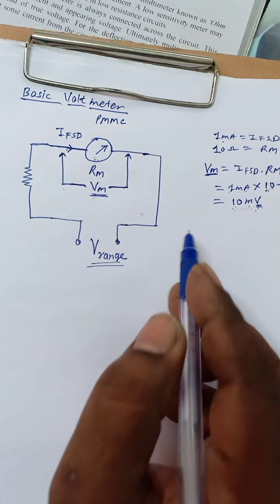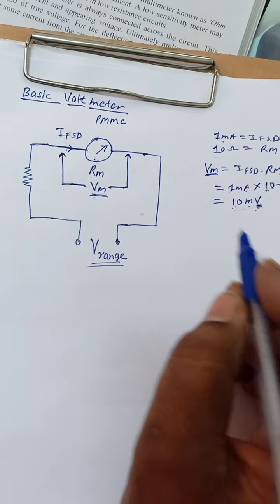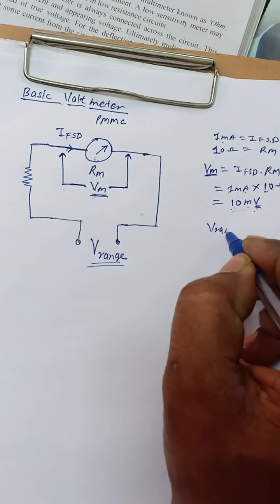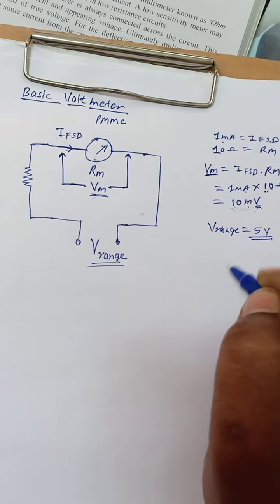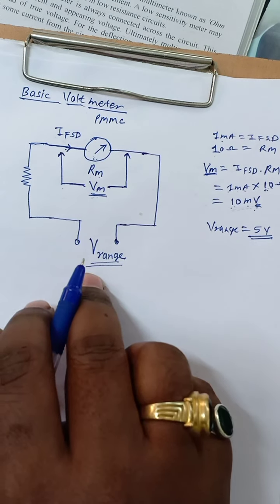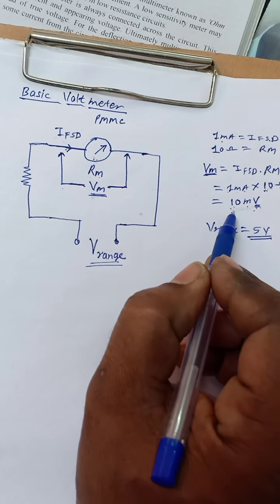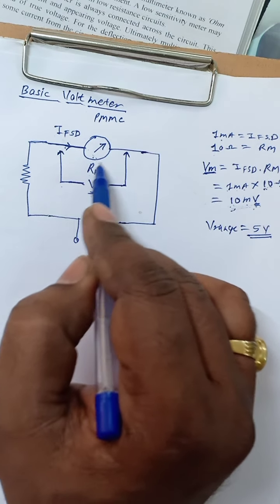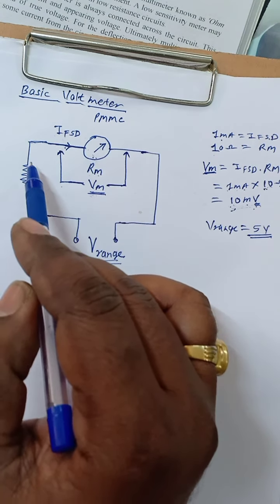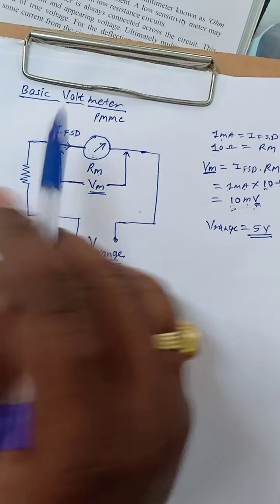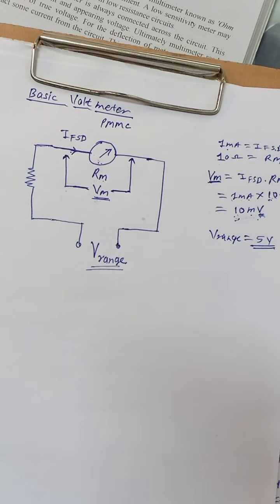Then what happens? If we apply a V range, suppose say V range is 5 volt. Okay, so V range is 5 volt. If you apply 5 volt, then in this case only 10 millivolt is dropped across this PMMC, and the remaining voltage should drop across this series resistance. Okay, so like that, as we did in the current meter.